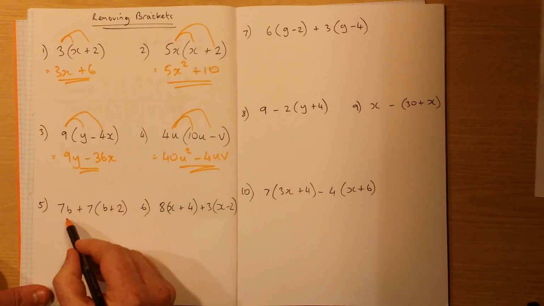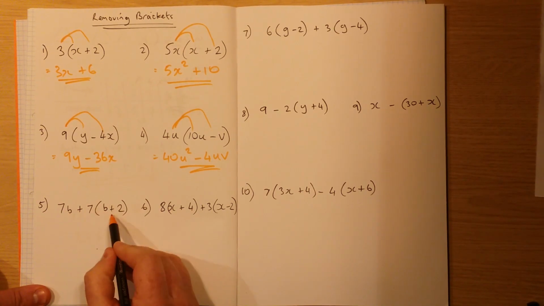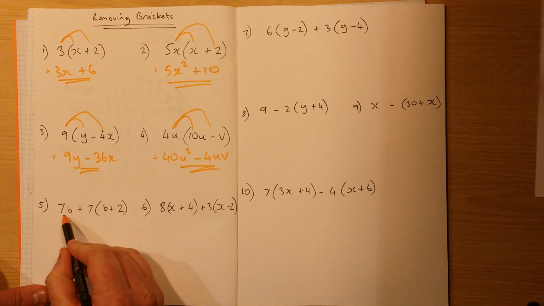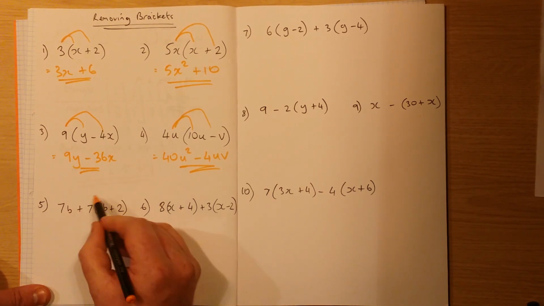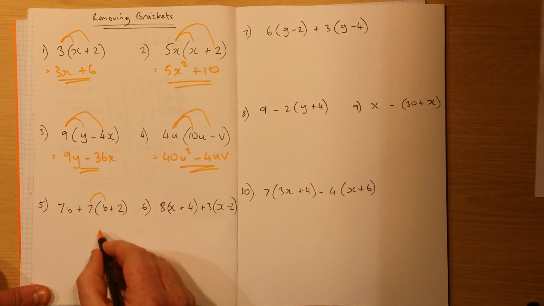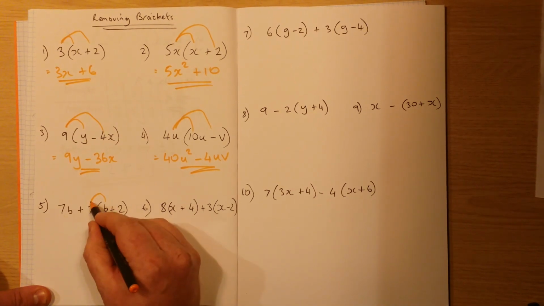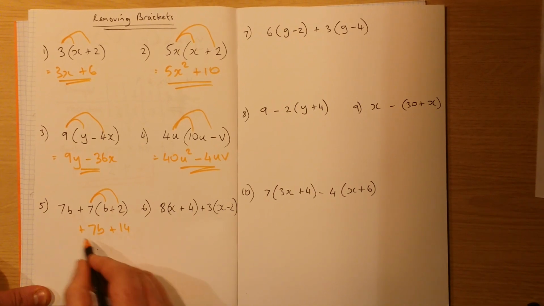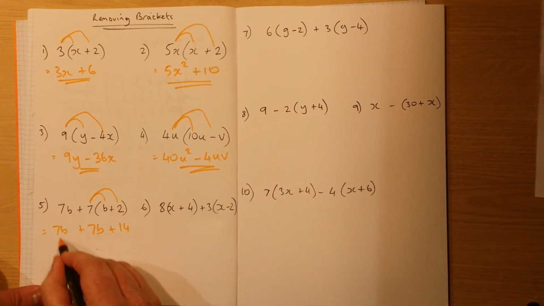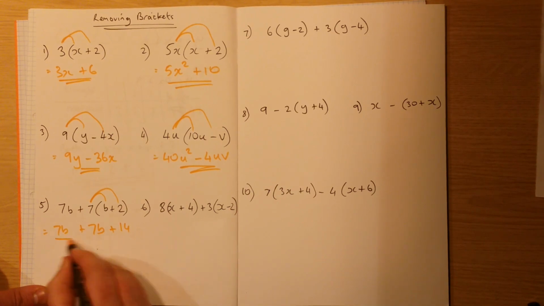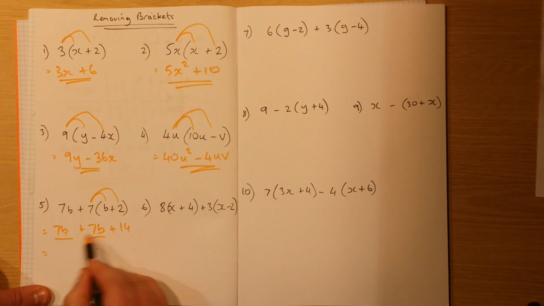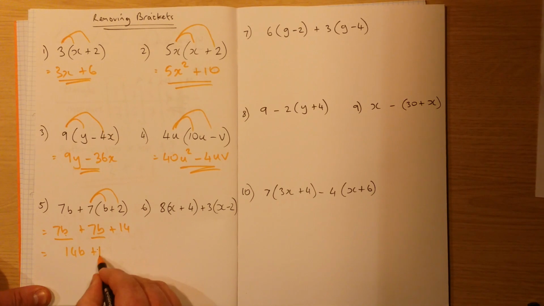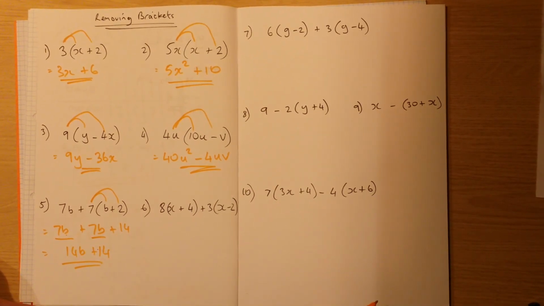Question number 5. You'll see here that I've got to work out the bracket first of all, and then I'll do something with this 7b later. So first of all, I'm going to multiply out the bracket. 7 times b gives me 7b. 7 times 2 gives me 14. It is a plus 7b. And I've also got the original 7b that I had at the start. So then when I'm tidying this up, I can see I'm going to add these together because the terms are like, they're the same terms. So that means it's going to be 14b plus 14. And that's my final answer.